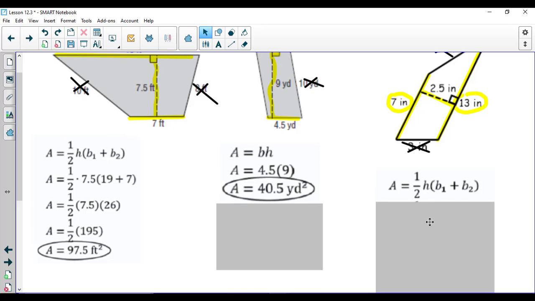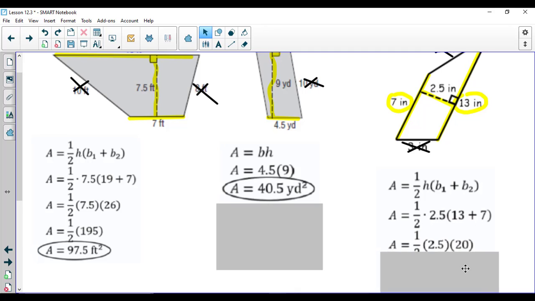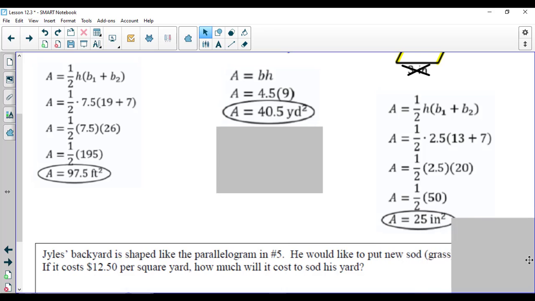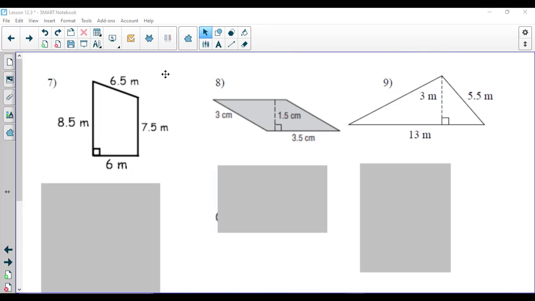So we're going to do half times the height, which is 2.5, and then in parentheses, 13 plus 7. Again, before I calculate this, I would do 13 plus 7 to get 20. I do half times 2.5 times 20, and that ends up getting us a solution of 25 inches squared. Let me try to get this box out of the way for us. So our area of this trapezoid is 25 square inches.